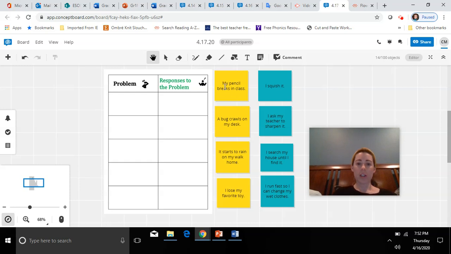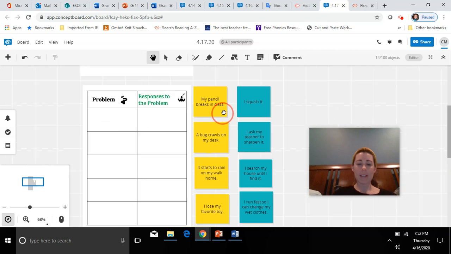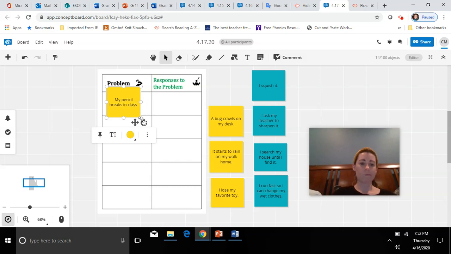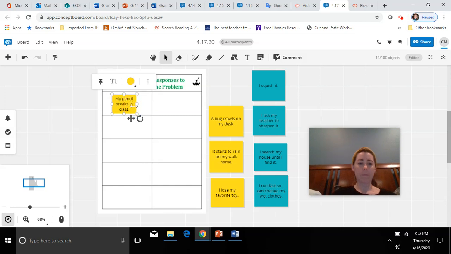So let's take a look at this first problem. It says, my pencil breaks in class. Okay, that's not something that's a horrible problem, but it is something that we need to fix. Okay, so if my pencil breaks in class, what would I do? What's my response? Let me think about it. When my pencil breaks in class, I usually would ask my teacher to sharpen it or to get a new pencil.